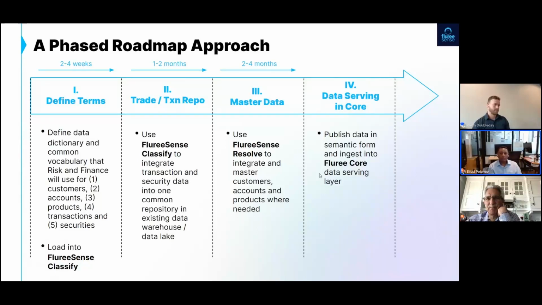So this is where we would say, okay, a good next step would be to migrate from Classify to Resolve and then start to do some of the analytic MDM work. And then once we've done this, the data is going to be ready such that it can be imported into Fluree Core. And so the last step would be to say, initially you can serve the data out in your existing data warehouses, but then over time think about how you start to decommission the existing warehouse and just start reading the data directly from the common data serving layer.